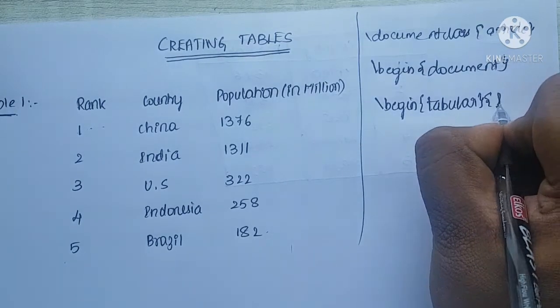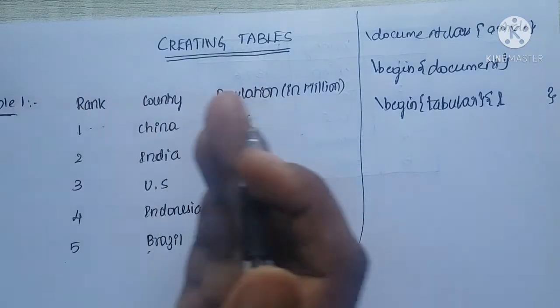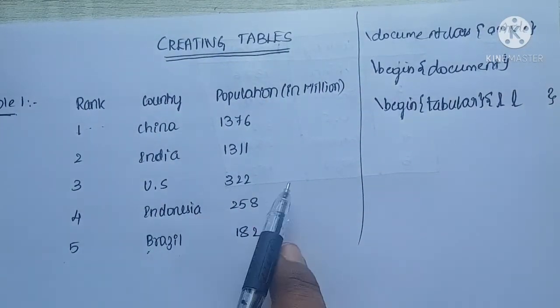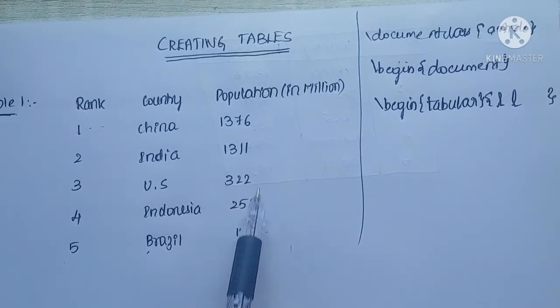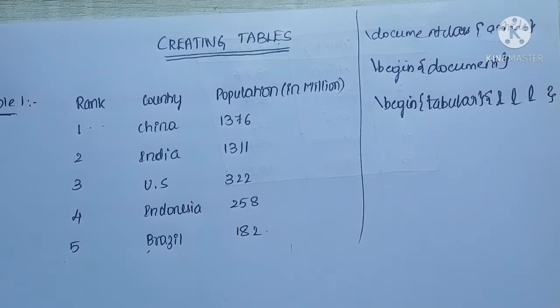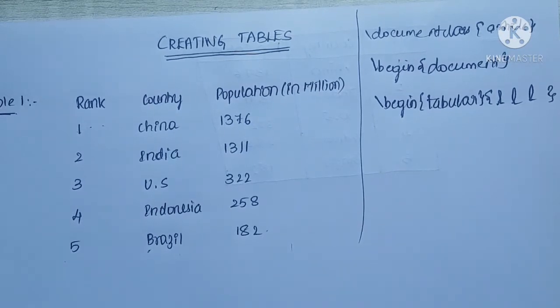So we need to mention it as L, small l. Again, if you observe China, India, US, Indonesia, Brazil, all these elements are also aligned towards the left side. So L. Again, if you observe this population also aligned towards the left side. So I am going to mention it as L. So L means there are 3 columns and all the 3 column elements are aligned towards the left side.